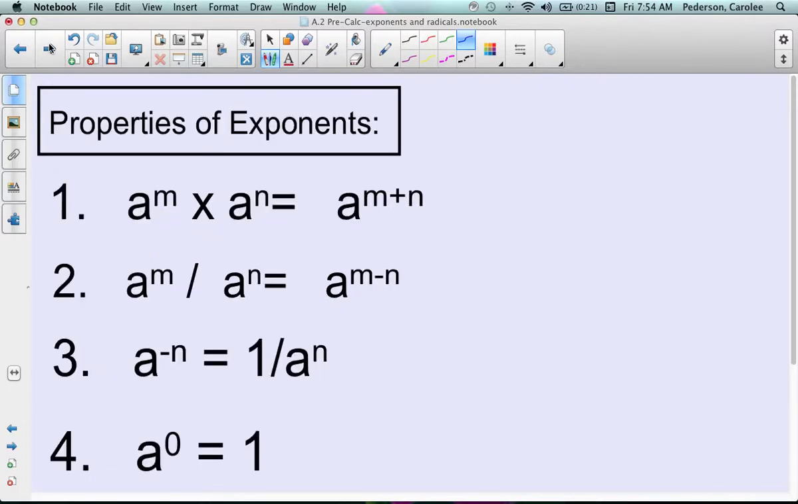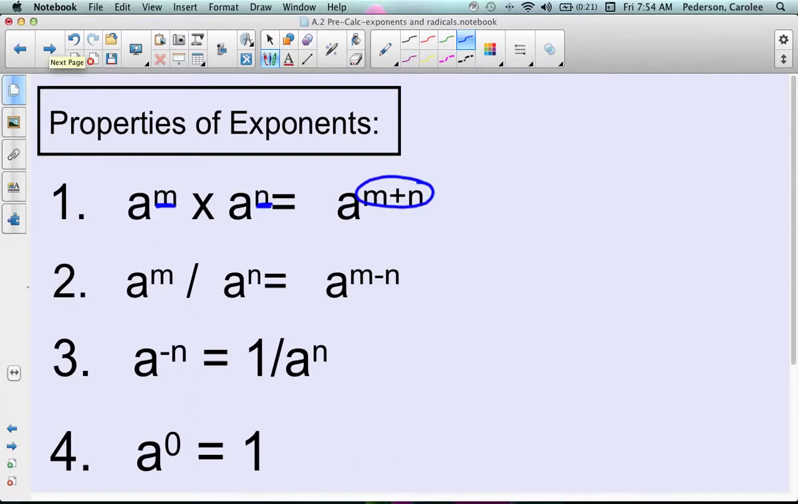The next slides are all the properties of exponents. So you may want to pause and write down these properties. So here's the first property, a to the m times a to the n. What you do with these exponents, if they are the same base, is you add them.